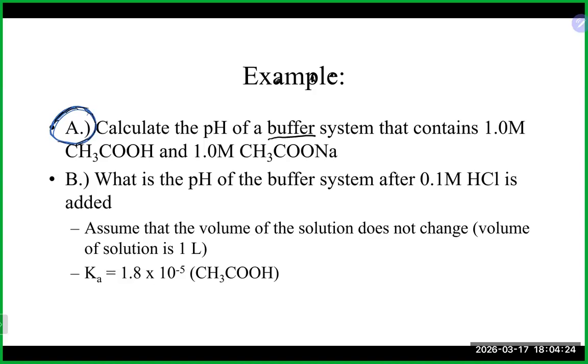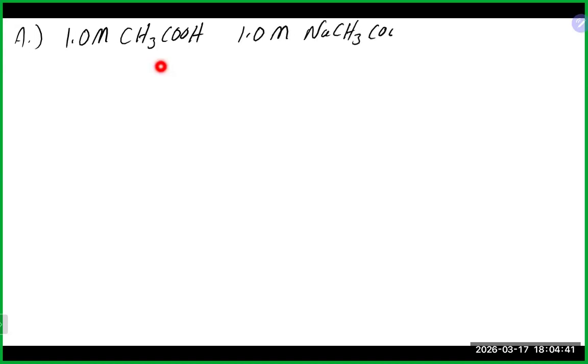It's a buffer, and we got 1 molar of both of those things. So let's do it here, A. So we got 1 molar of acetic acid, and it's going to be mixed with 1 molar of sodium acetate. We do have a Ka value given to us, which is 1.8 times 10 to the minus 5. All right, so in this particular case, once again, even if they did not tell you it's a buffer, which they may not, you want to make sure you take a peek over here and see if these things are related to each other.